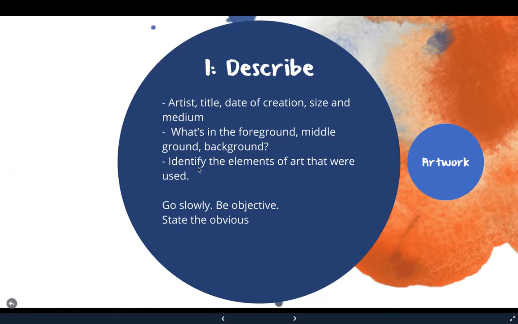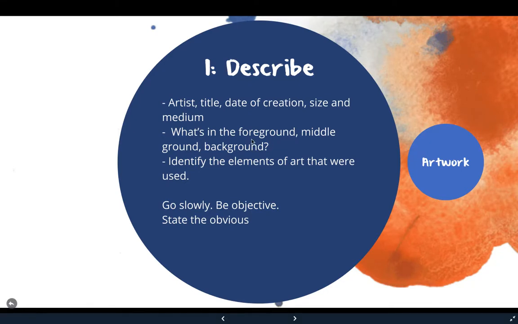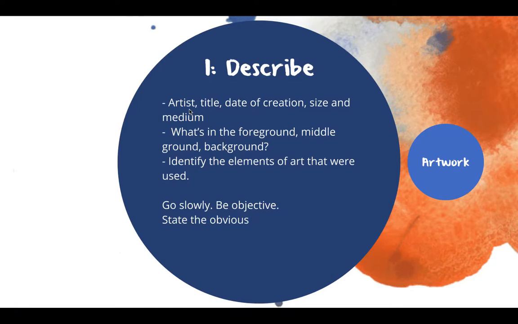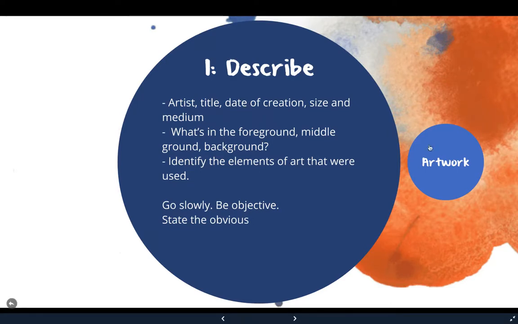All right, so you want to address things like the elements of art and how and where they're used. That's color, line, shape, texture, and so forth. You can address what's in the foreground, middle ground, and background, and you can address the simple items that are in the credit line. Who made this piece? What's the title, date of creation, etc.